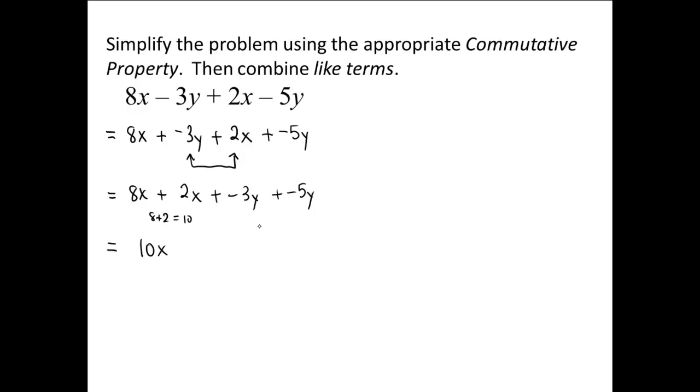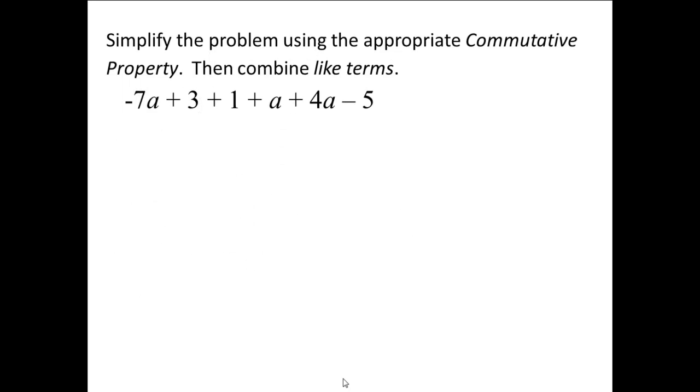Their coefficients, negative 3 plus negative 5. We're adding together two negatives, so we add their absolute values. 3 plus 5 is 8. Therefore, negative 3 plus negative 5 is negative 8. We have 10x plus negative 8y. Adding two y terms gives us another y term. We do not leave an answer as plus a negative. We write subtraction instead. We have, therefore, 10x minus 8y.